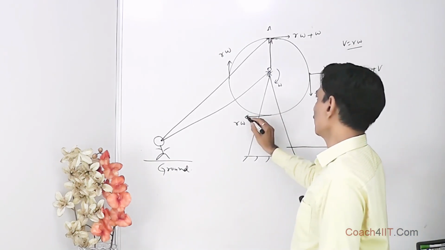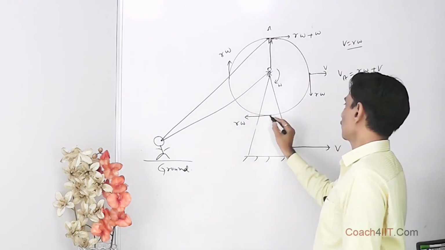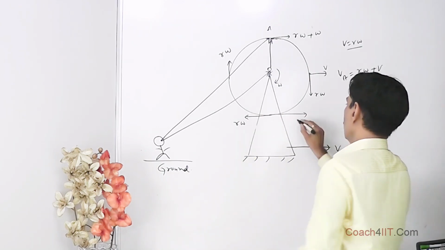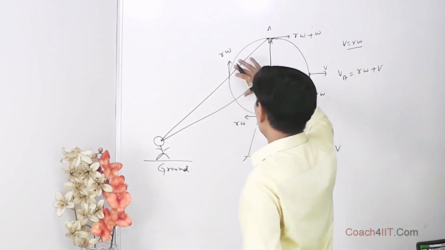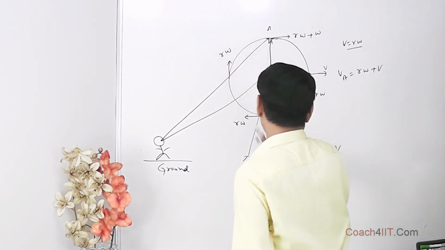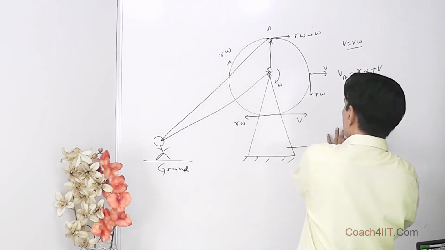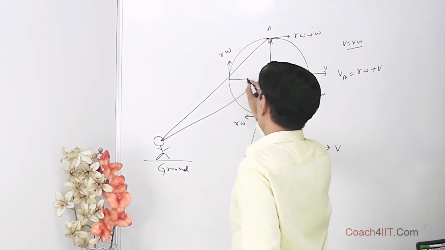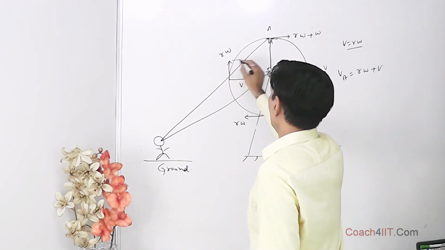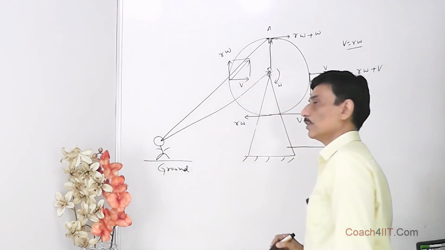Similarly, r omega is in this direction because of rotation and v is the velocity because of translation of the whole thing. Similarly, r omega is because of rotation over here in this direction, and because the whole mount is given a velocity in this direction, this also has a linear velocity in this direction, and we can find the net velocity as the vector sum of these two velocities.